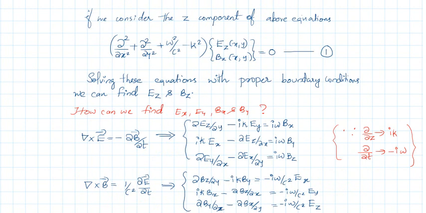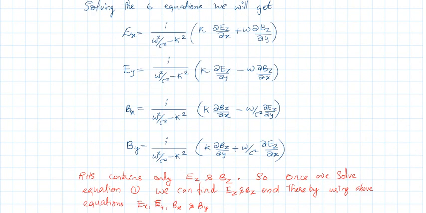I am not doing the entire calculation. This is very simple mathematics. Rearranging these 6 equations, you can find Ex, Ey, Bx, By in terms of Ez and Bz. That is, on the right hand side you have only Ez and Bz. The concept is that once you have Ez and Bz, you should be able to calculate these other 4 components Ex, Ey, Bx, By.